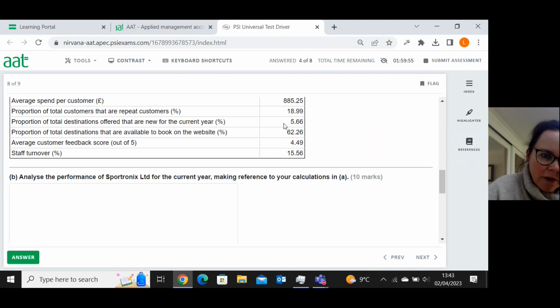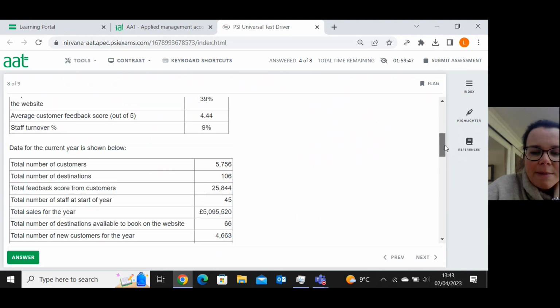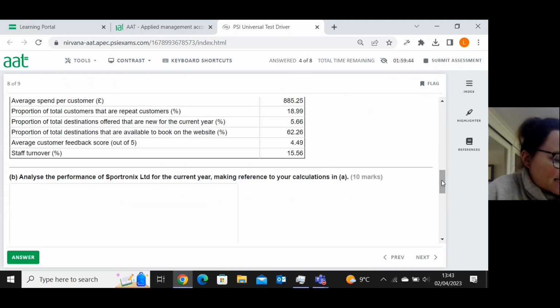Proportion of total destinations offered that are new. We saw an improvement there, so it went up from, what was it, 3% to 5.66%, so an improvement on the previous year. So easy mark, just stating it's better. Important to be attracting new customers, as we said, in response to the competitor. Website offering, considerable improvement there as well. That's going to make booking easier, and really has to happen to keep us ahead of the game.